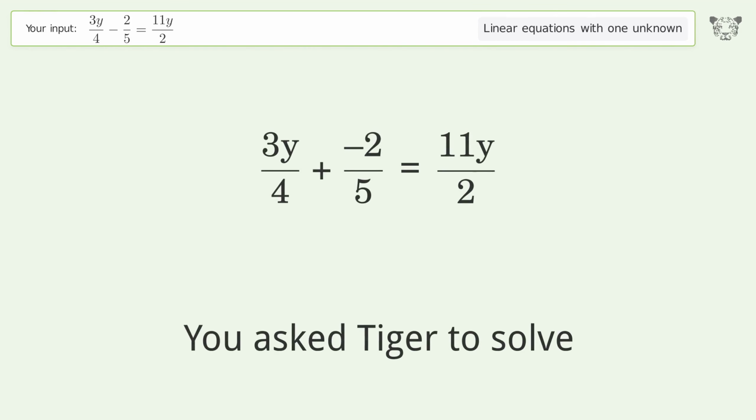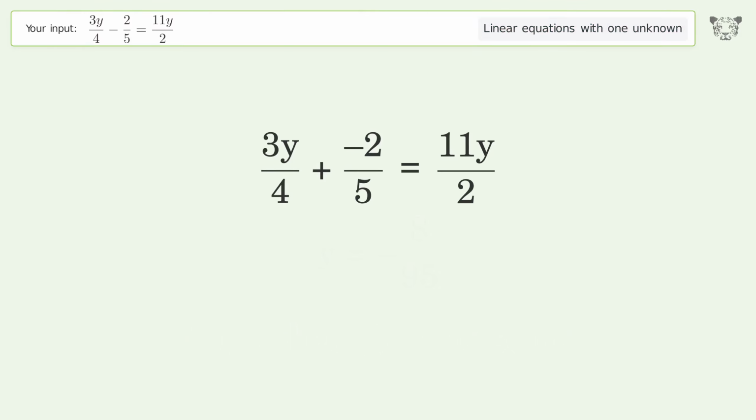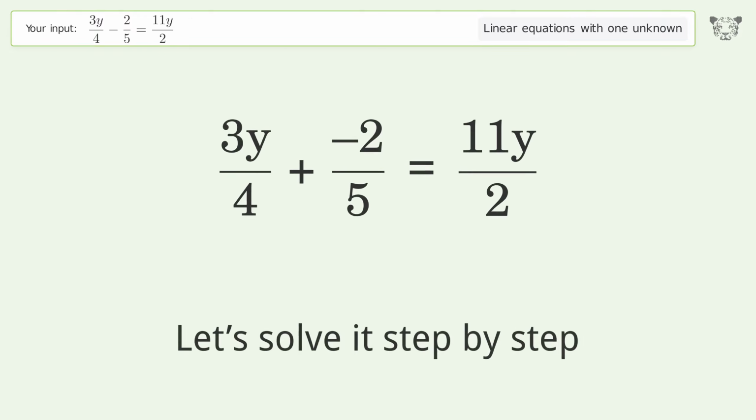You ask Tiger to solve. This deals with linear equations with one unknown. The final result is y equals -8/95. Let's solve it step by step.